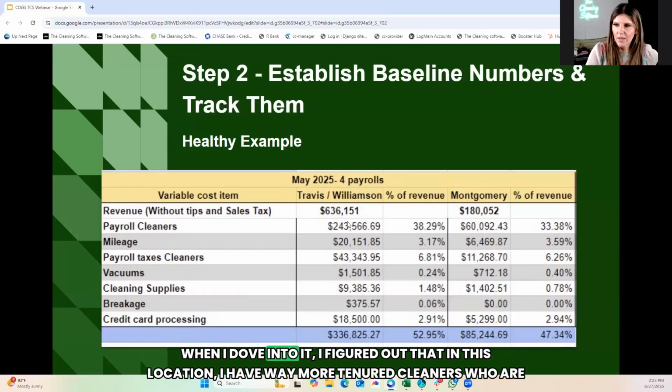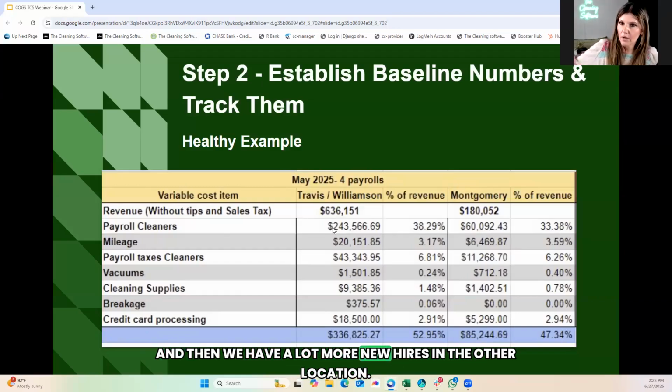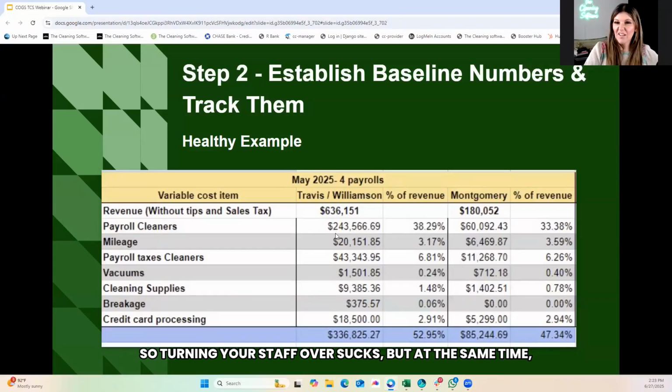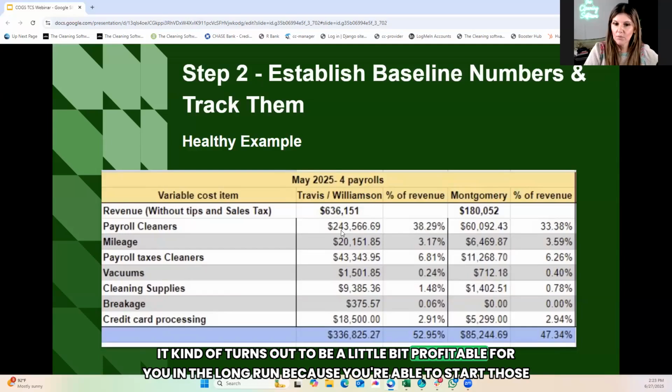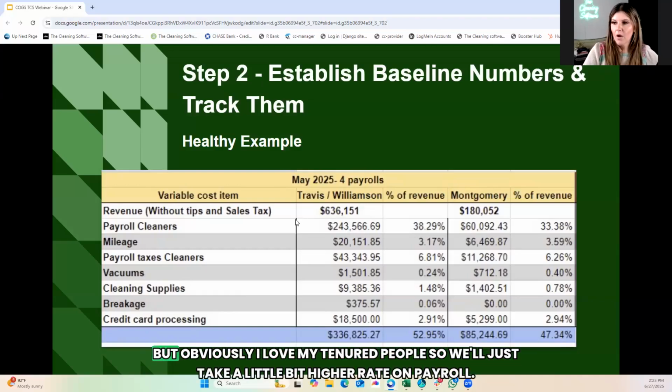When I dove into it, I figured out that in this location, I have way more tenured cleaners who are getting paid way higher rates because they've been there much longer. And then we have a lot more new hires in the other location. So turning your staff over sucks, but at the same time, it kind of turns out to be a little bit profitable for you in the long run because you're able to start those new people out at a little lower rate. So that's something to think about. But obviously, I love my tenured people, so we'll just take a little bit higher rate on payroll.